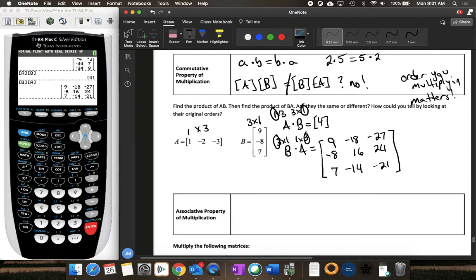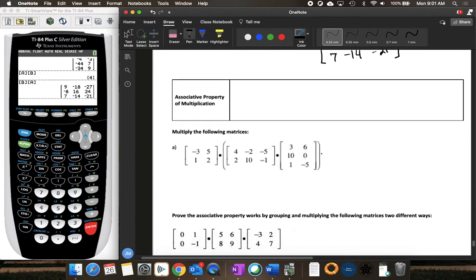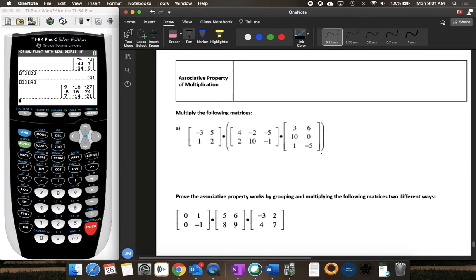All right, so now let's look at another property. Let's take a look at the associative property. So with the associative property, remember that for numbers, that says that if you take A multiplied by B multiplied by C, and you group up, let's just say B and C for this first one, then that should be the same as grouping up A and B and then multiplying by C.